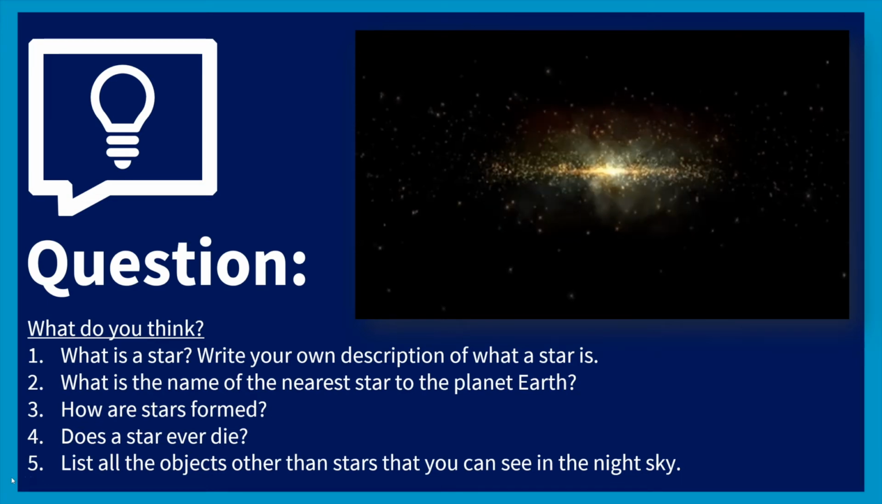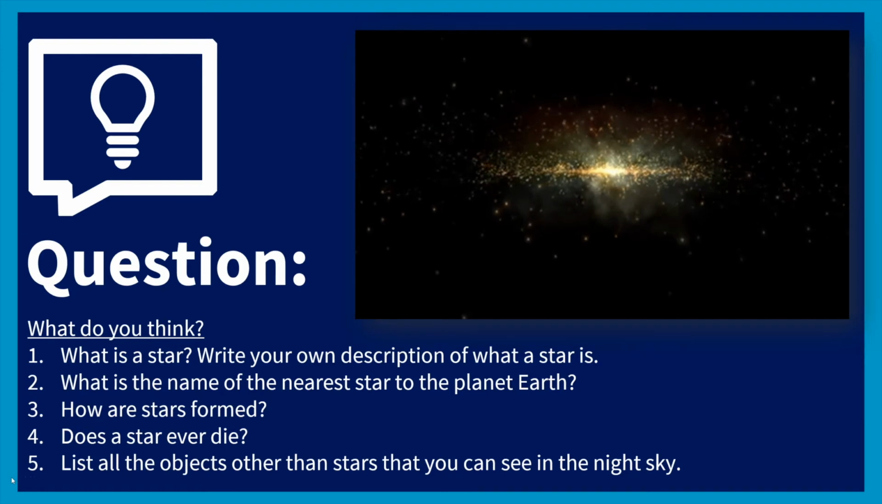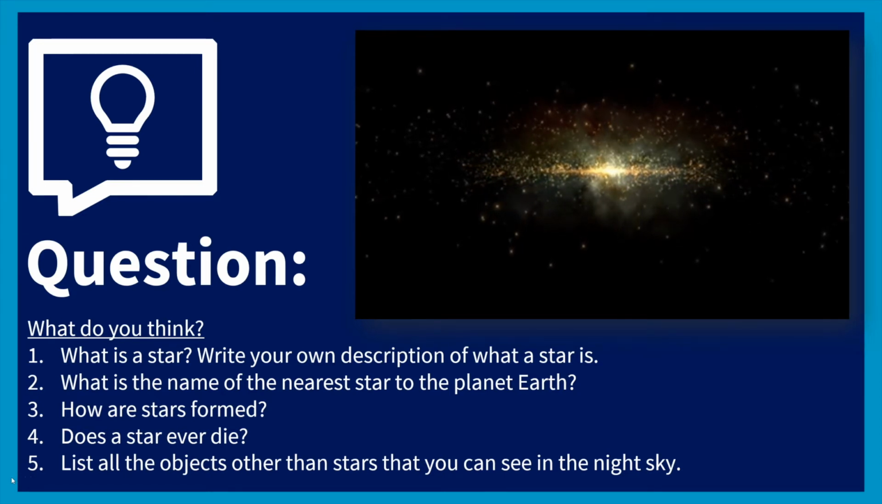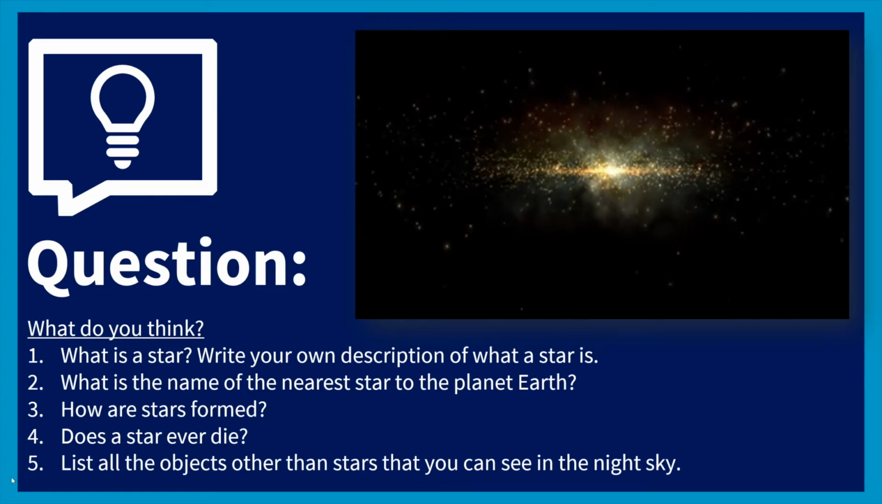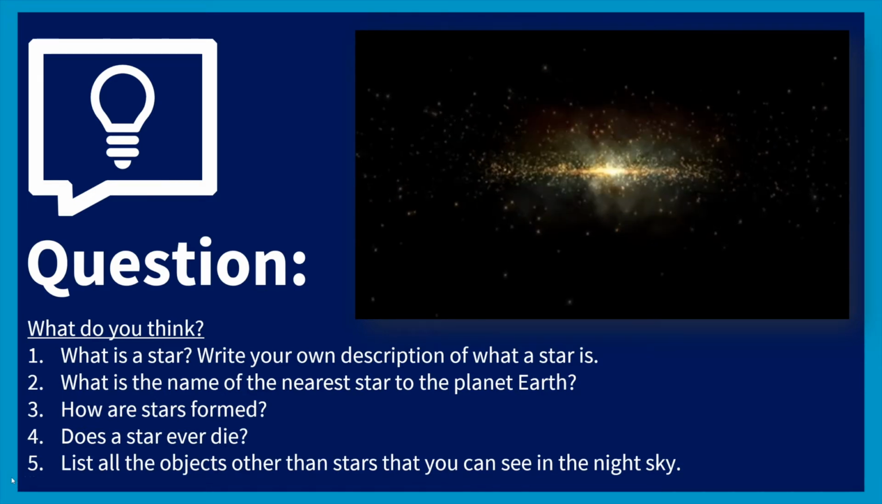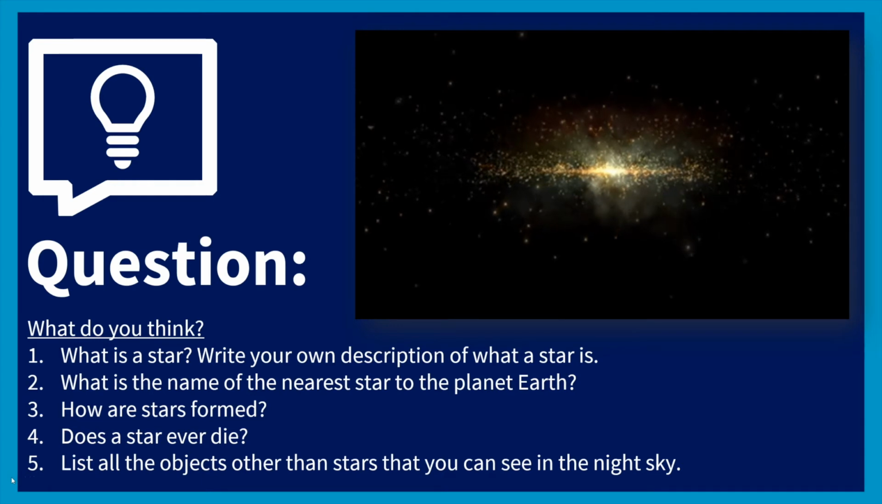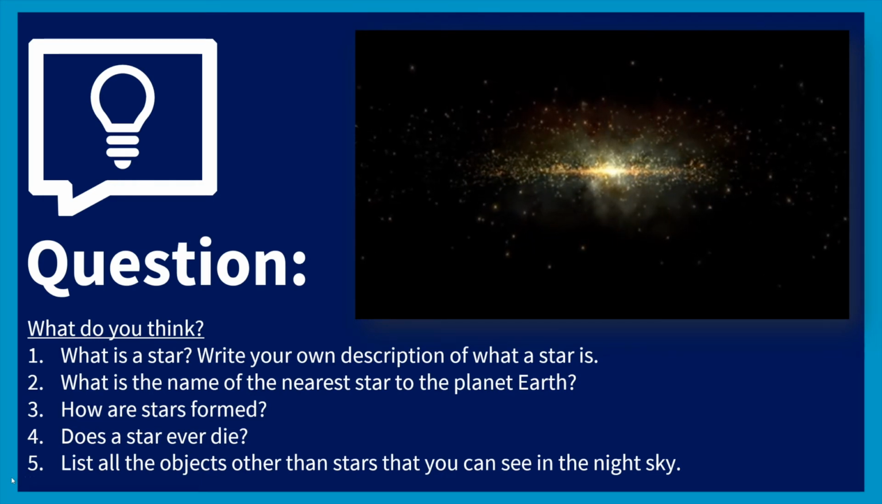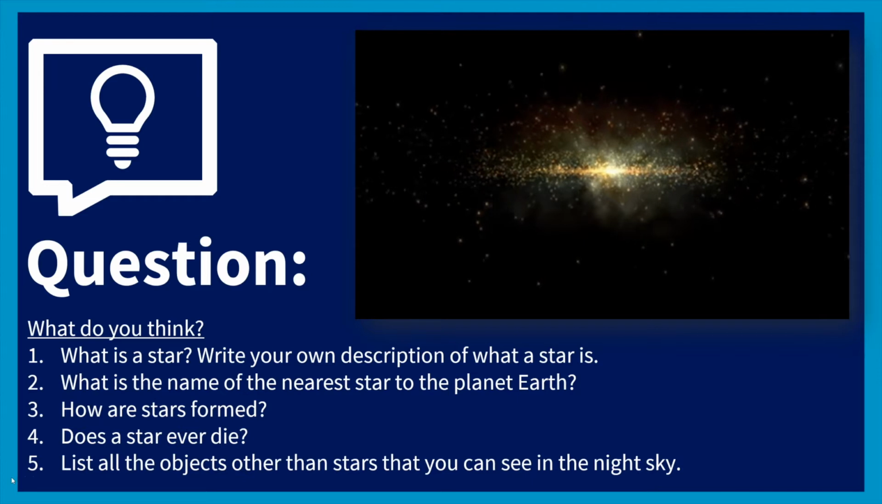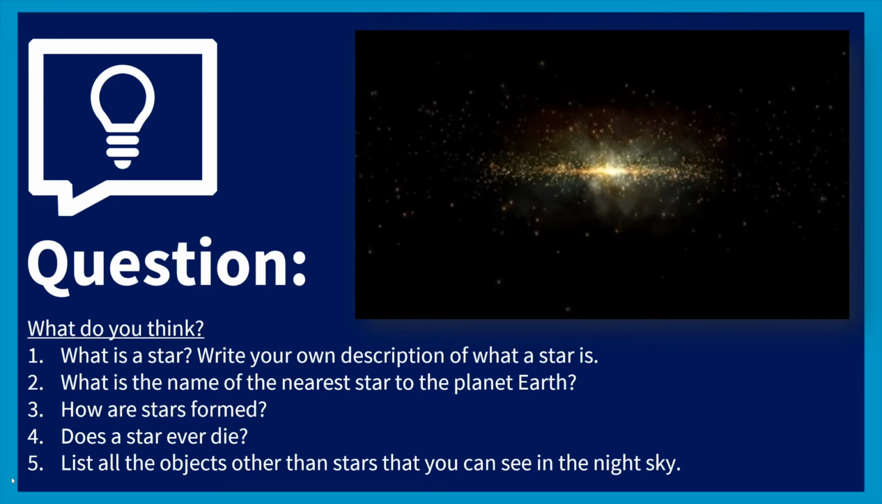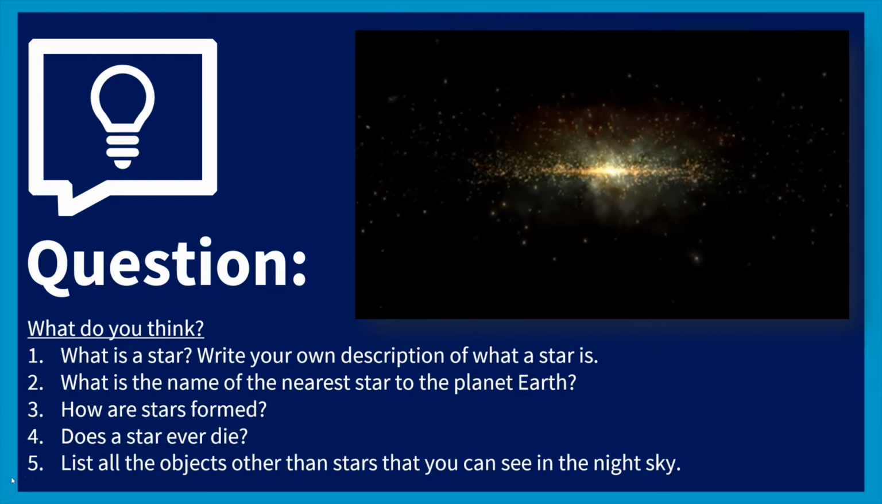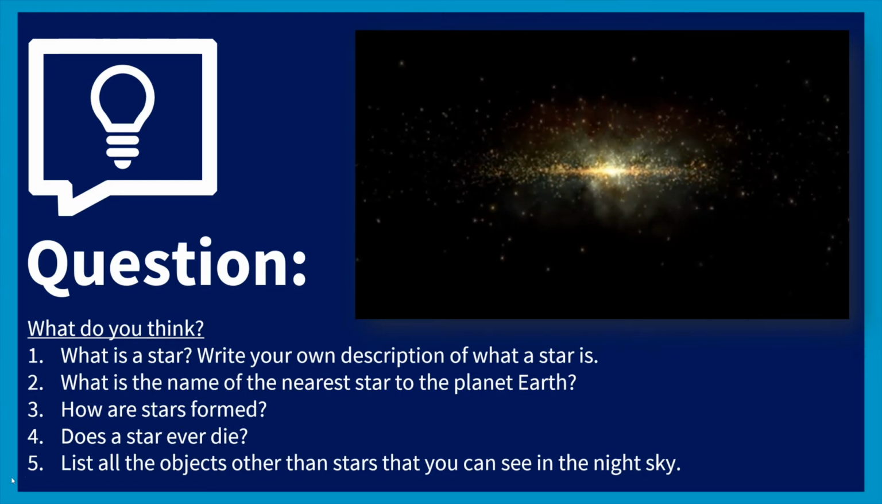The name of the nearest star to the planet Earth is actually the Sun. If you're being fancy and technical, you can call it Sol, S-O-L, but we just generally call it the Sun. So if you went looking in Google and found something like Alpha Centauri, it's actually not, the Sun is closer. Stars are formed through a process that we'll go through a little bit later. And yes, stars do die, and we'll talk about what can happen when they die.